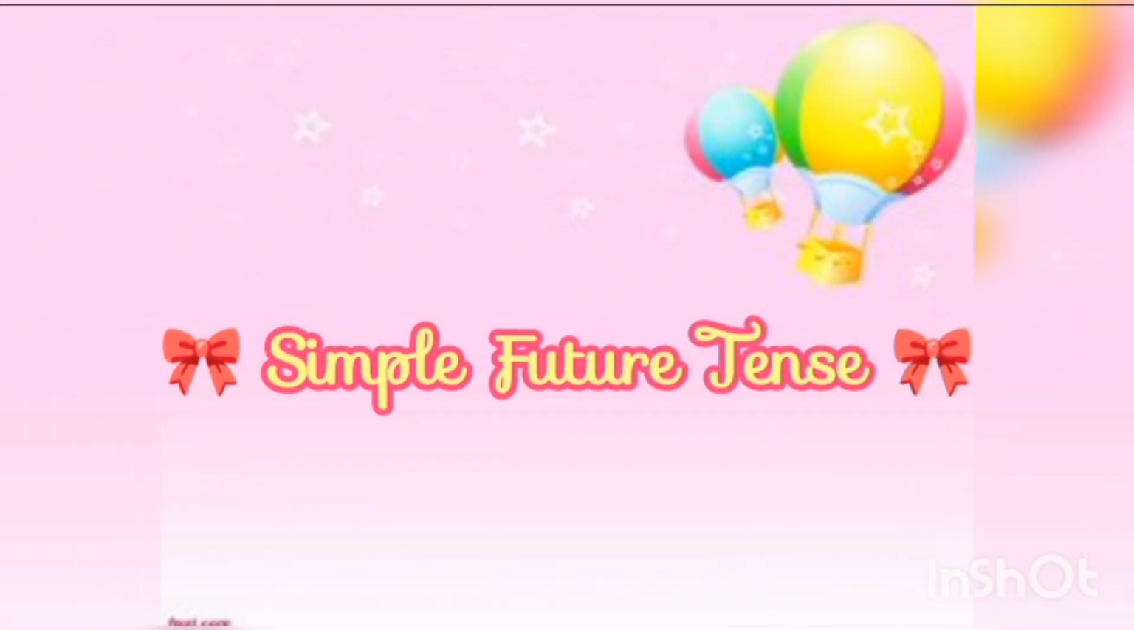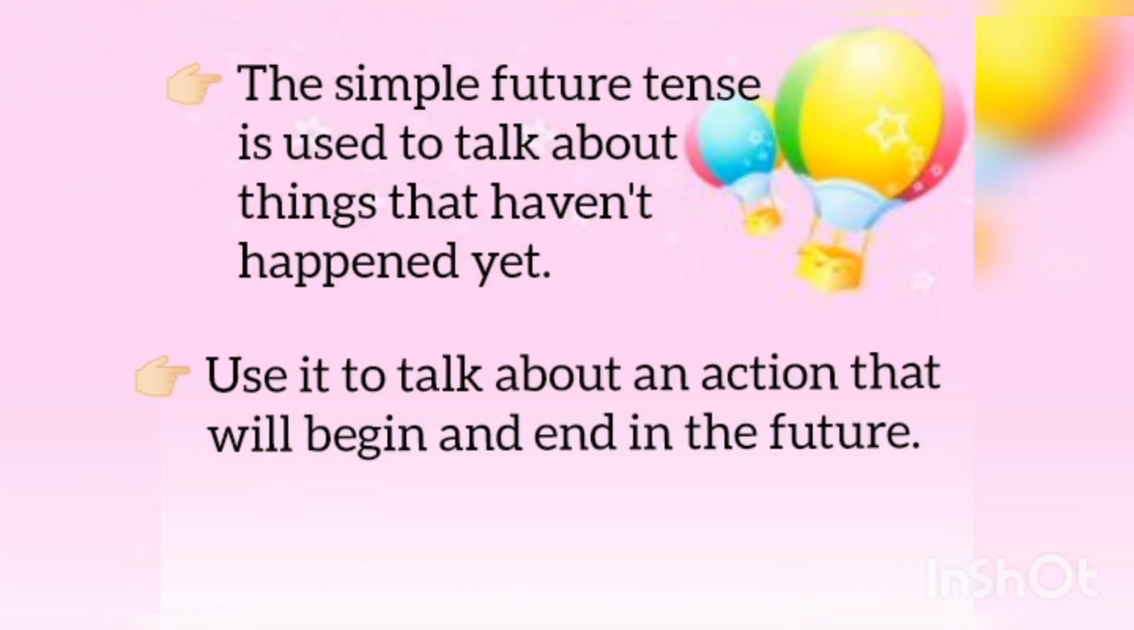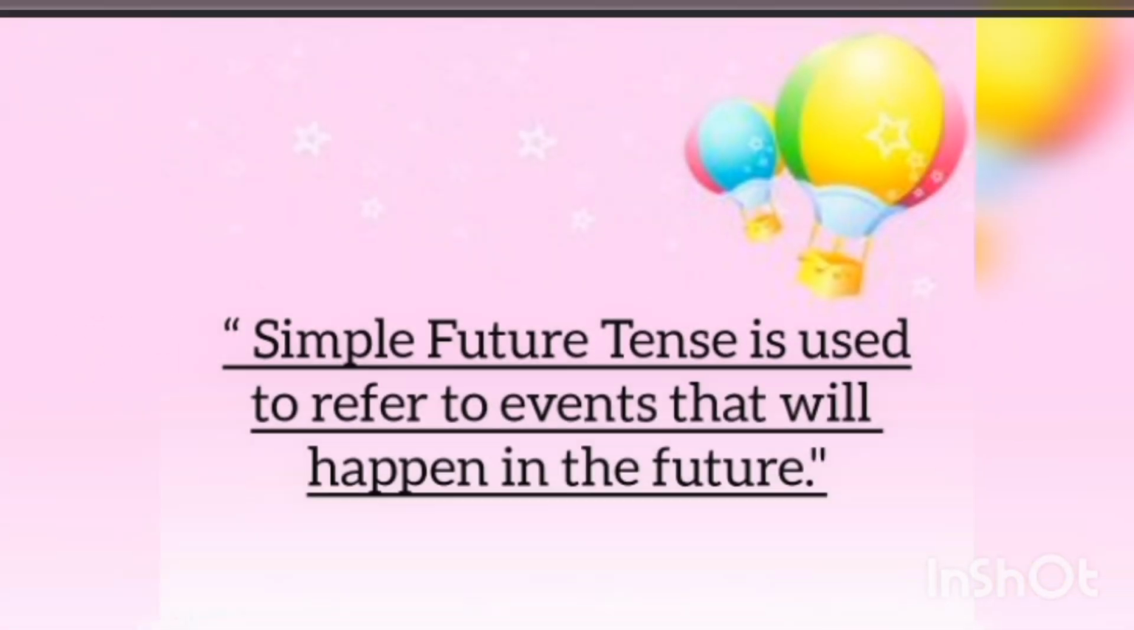So let's begin with the simple future tense. The simple future tense is used to talk about things that have not happened yet. Use the simple future tense to talk about an action that will begin and end in the future. So in simple words, the simple future tense is used to refer to events that will happen in the future.